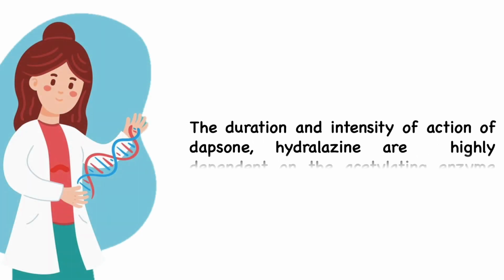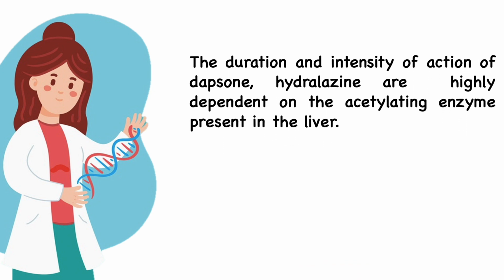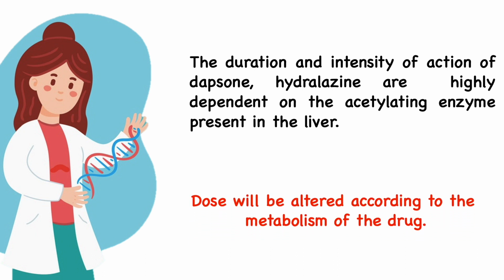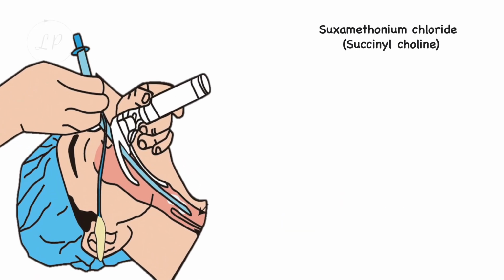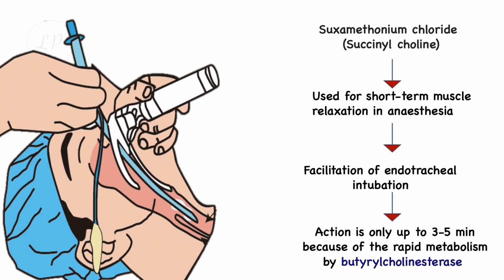Drug action of dapsone and hydralazine depends upon an acetylating enzyme produced by the liver. Genetic constituents decide the quantity of this enzyme in the body, so dose alteration should be done according to the quantity of enzyme produced. Succinylcholine is a muscle relaxant, given prior to surgery and tracheal intubation.